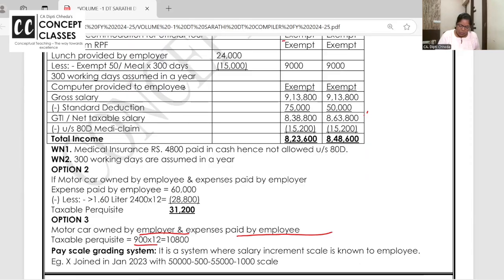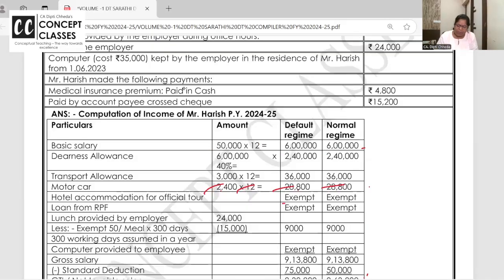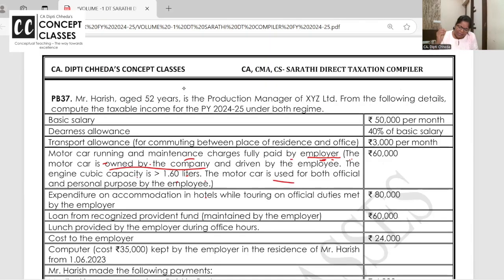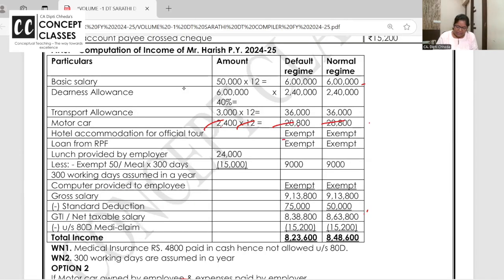Okay. Now if the motor car is owned by the employee and expenses are done by the employer, 60,000, then 60,000 minus the first one, what you have calculated. See, because the car is owned by the employee, only expenses are paid by the employer, and it is used for both purposes. Why should all expenses be my perquisite? No, I should get some deduction. Take your time, check these three, quality good example. This problem with the same name Harish is there in the study material.